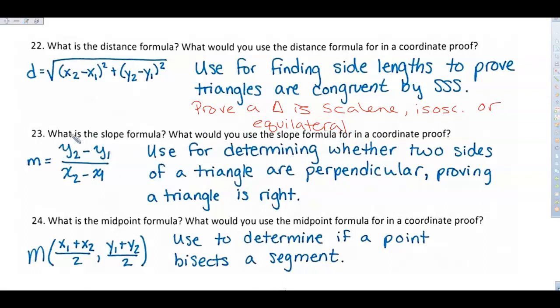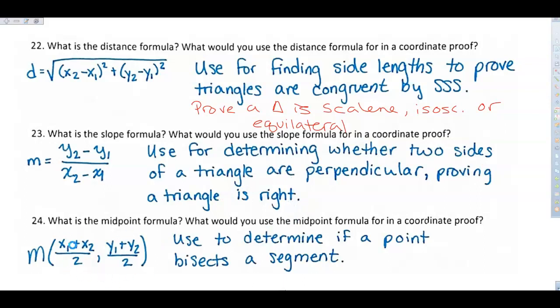Slope formula. Make sure again that you're checking your formula. y2 minus y1 over x2 minus x1. Okay, and I use my slope formula for telling whether two sides of a triangle are perpendicular, which would prove that the triangle is a right triangle.